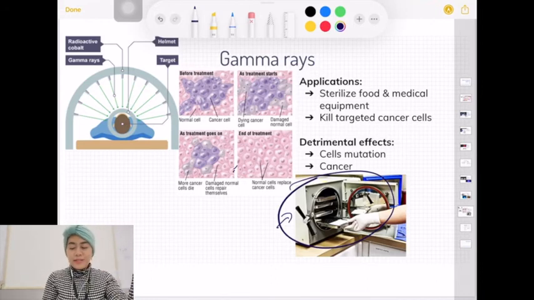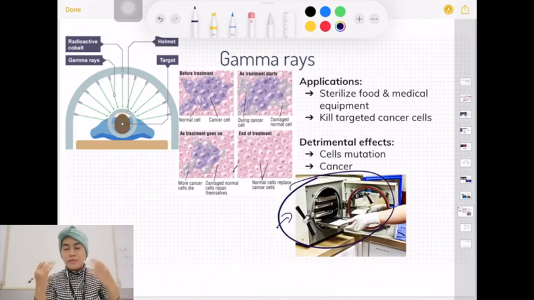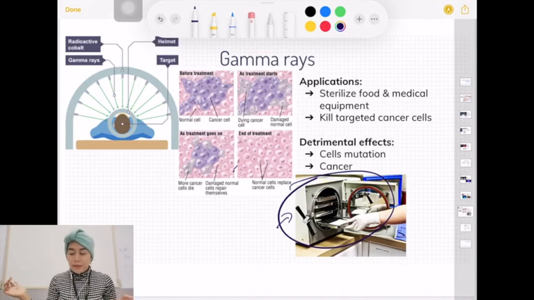So the detrimental effect is, of course, it can create cell mutations, and it also can lead to cancer as well if you're exposed to it a lot, okay? Because they can really penetrate your skin and so on, right? So that's it for all of the items in the electromagnetic spectrum.